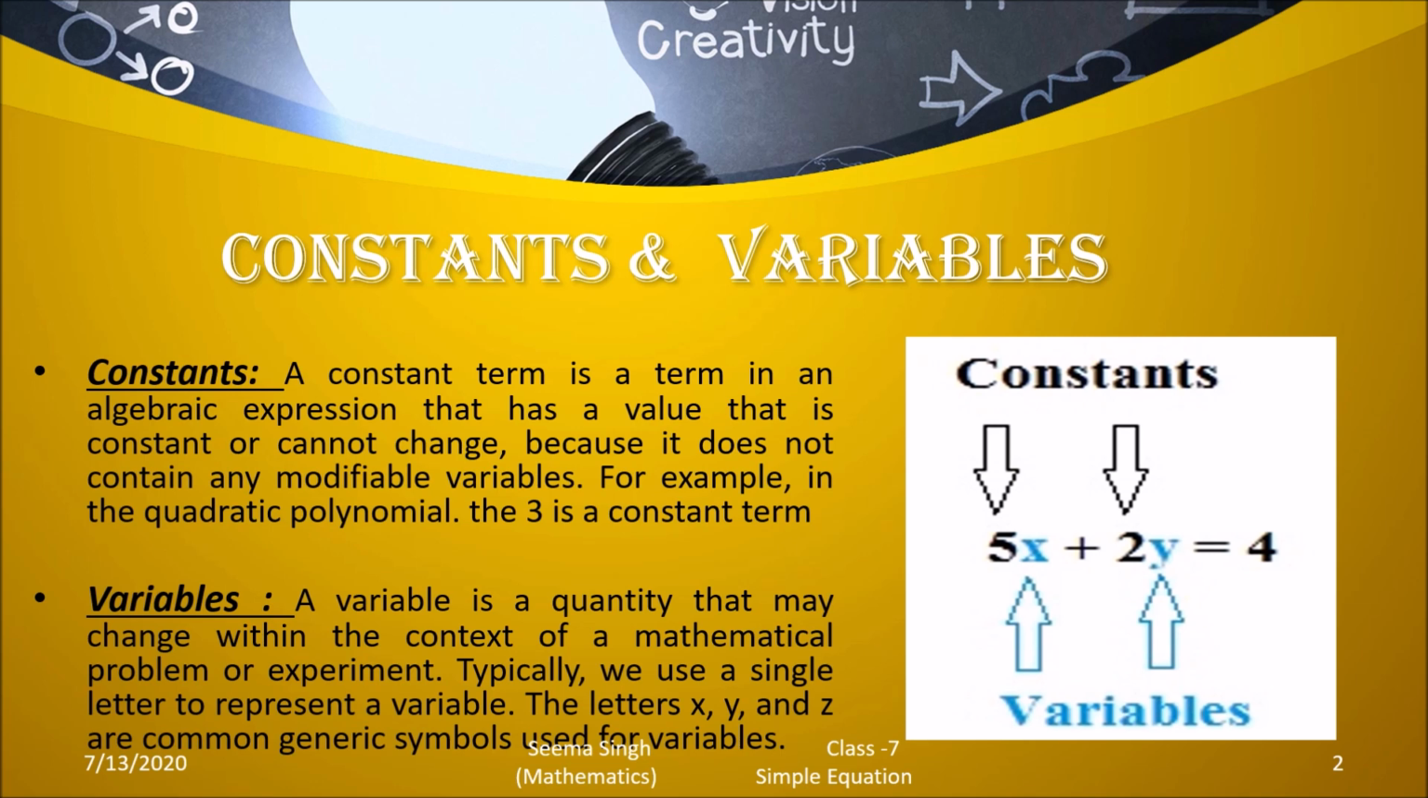Then variables. A variable is a quantity that may change within the context of a mathematical problem or experiment. A variable is a quantity which is changeable and which is under the influence of the experimental value or the mathematical value that we put into it, and it is not constant in nature, and they majorly use letters from the alphabets to denote, like x, y, z, a, b, c. Any letter from the alphabets is majorly used to denote variables.